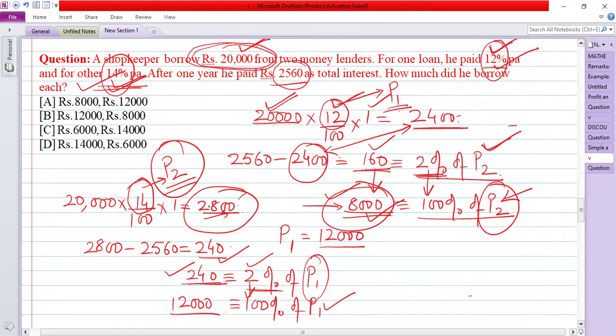For that, please watch the basic method, which I just discussed before this so-called smart method. But again, the correct option will be option B.